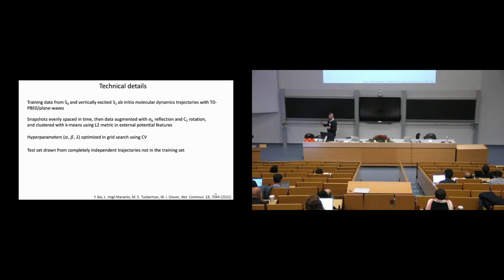The training data we get from running ab initio dynamics on the S2 excited state and then extracting some snapshots, augmenting the data to characterize the symmetry of the species, the reflection and rotation symmetries, but then clustering down the data to avoid a very large data set. Then we use a pretty standard approach of hyperparameter optimization, and we make sure that any test sets we apply the model to are not in the training set at all.